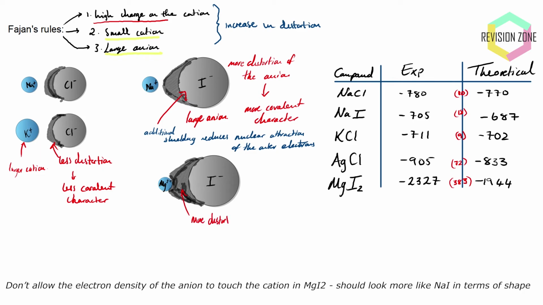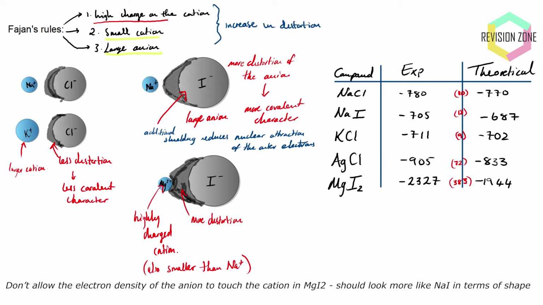So I'm just going to write more distortion here. And that's because of the highly charged cation. And yes, it is a bit smaller, also smaller than sodium. Now this is quite important because actually magnesium illustrates two things. One, there is more distortion because of a higher charge, and actually there's more distortion because it's a smaller cation.